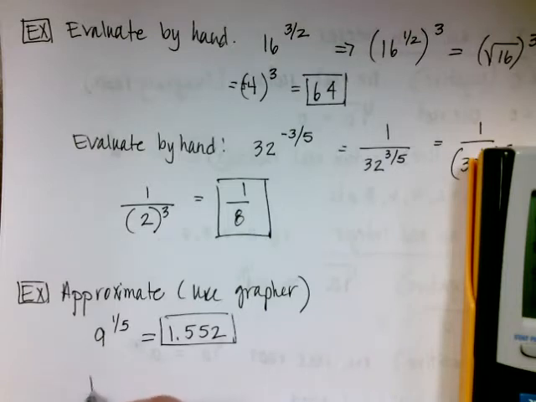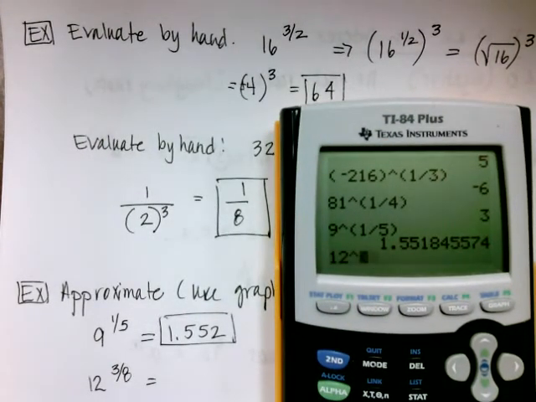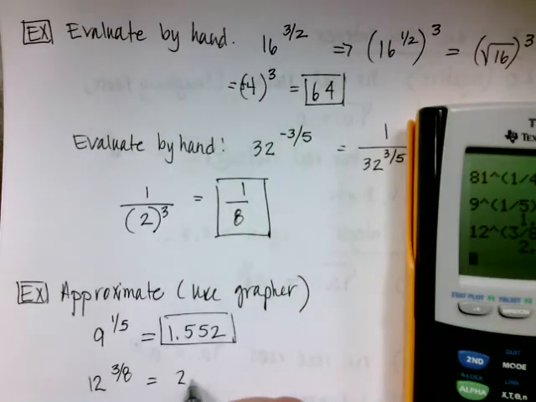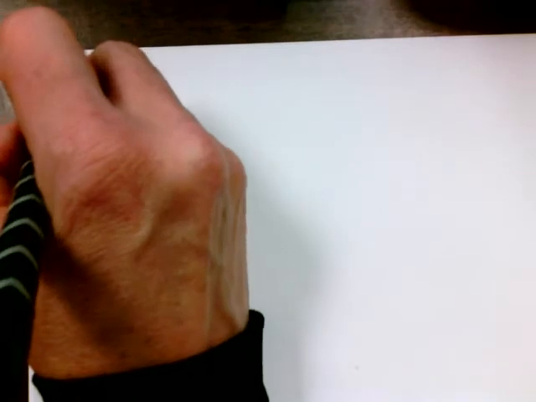All right, let's do one more example. Let's do 12 to the 3/8, which means I'm going to find the 8th root of 12, and then I'm going to cube it. So again, I'm going to use my handy dandy grapher, and I'm going to do 12 raised to the 3 divided by 8, and I get 2.539, always rounding to the 3rd decimal place. So nice. All right, so the next step in this process is to solve some equations.